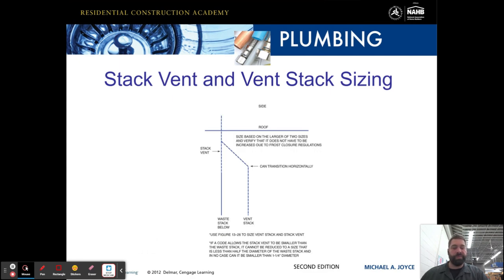So here we have another picture. Here's our roof, here's our stack through the roof, here's our stack vent. Size based on the larger of two sizes, and verify that it does not have to be increased due to frost closure regulations. So this vent stack can transition horizontally.